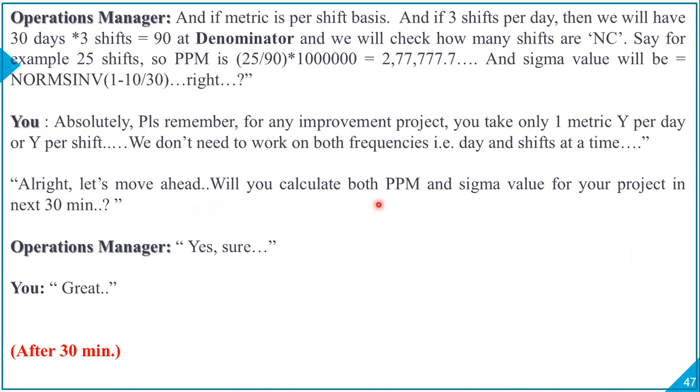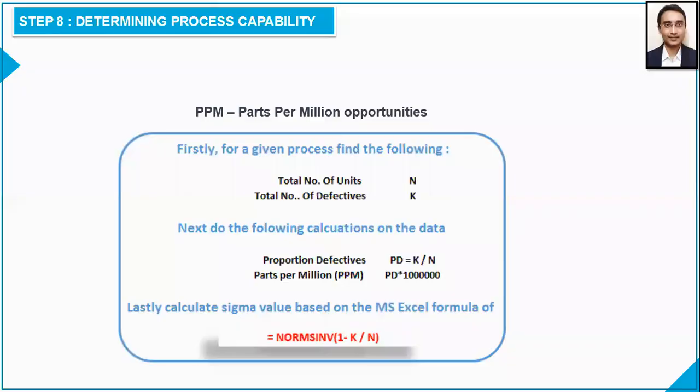Will you calculate both PPM and sigma value for your project in the next 30 minutes? Operations manager: yes, sure. You replied, great. So within the next 30 minutes, they used the formulas for PPM and of course for sigma value, and they calculated both of these indicators of capability analysis. So after 30 minutes, we are determining the process capability.